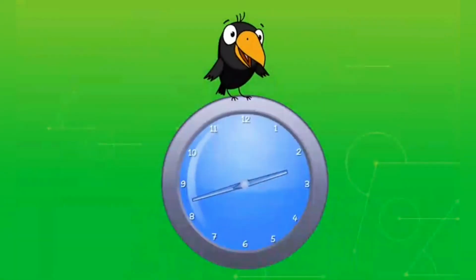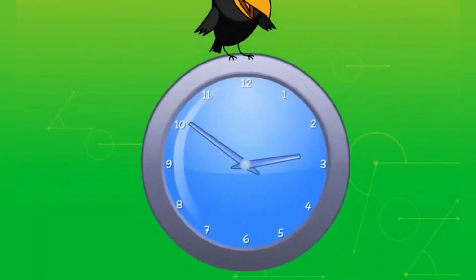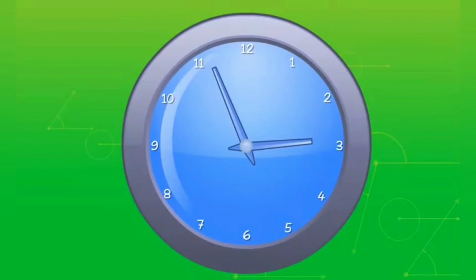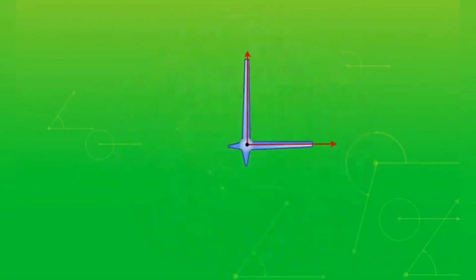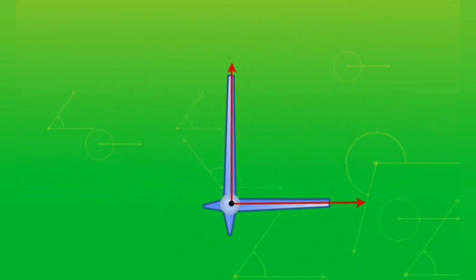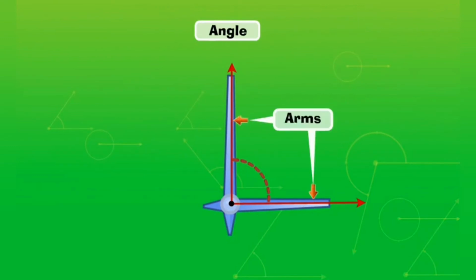Have you ever observed the hands of a clock? The two hands are at different positions at different points of time as they move along the dial. The two hands represent two rays meeting at a point. When two rays have a common end point, they form an angle. The two rays forming an angle are called the arms of the angle. The common endpoint is called the vertex of the angle. We measure angles in degrees.